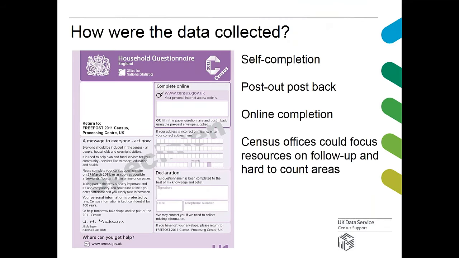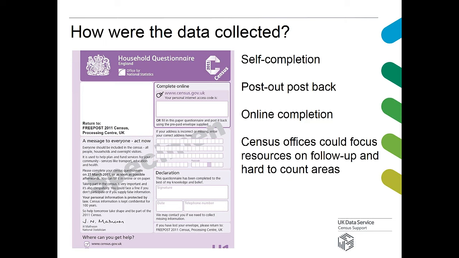So how was the data collected? Well, since 1841, apparently, the census has been collected by self-completion, where the household receives a form and the householder fills it in themselves. In 2011, we used post out and post back, but there was also an option to complete it online. Around 15% of people in England and Wales filled it in online during 2011. Next time around, they're planning on having online completion as the default method.